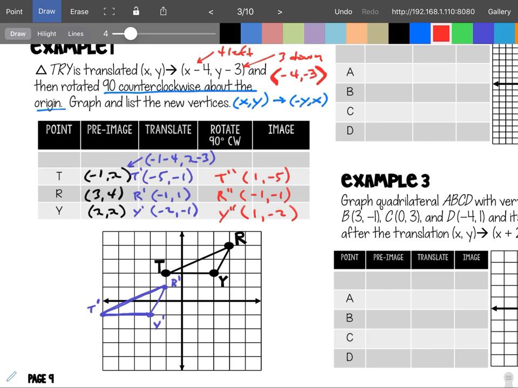So the final image, the double prime image, is going to be 1 right, 5 down. So that's here. That is T double prime. And then R double prime is 1 left, 1 down. So that's right there. That is R double prime. And then Y double prime is 1 right, 2 down, which is right here. So that's Y double prime. And then we're going to graph that one.